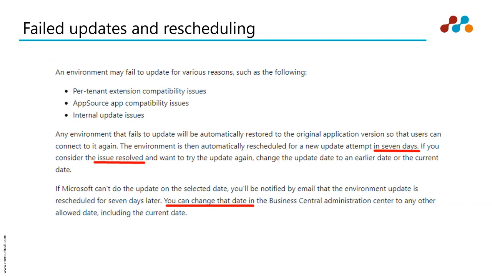So if you consider the issue resolved and want to try the update again, change the update date to an earlier date or the correct date. If Microsoft is not able to update the environment on the selected date, you will be notified by email that the environment update is rescheduled for 7 days later. Then you can change that date in Business Central Administration Center to any allowed date, including the current date.